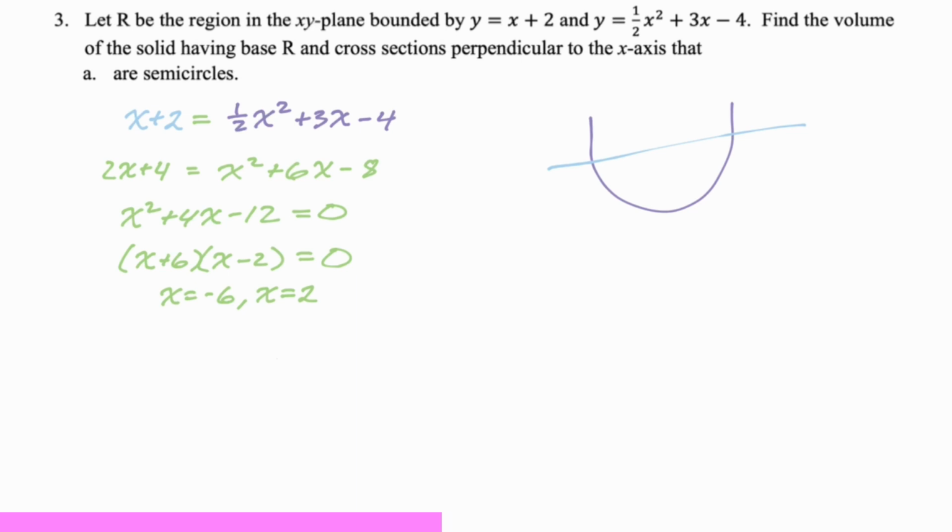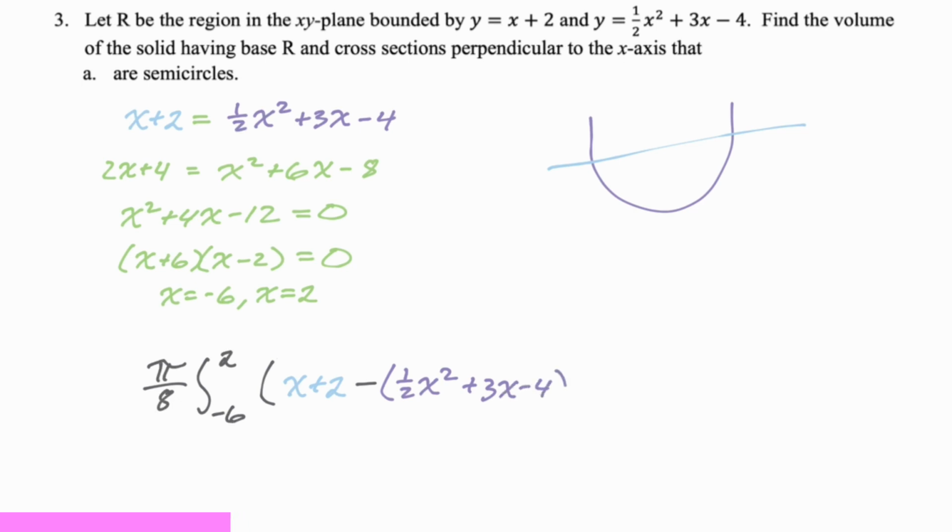If we're doing semicircles, it's pi over 8 times the integral of s squared, right? And s is just top take away bottom. So we are doing pi over 8 times the integral from negative 6 to 2 of top take away bottom. Since they don't have names and I don't feel like renaming them, I'm just going to write the quantity: the top is x plus 2, minus the quantity, the bottom, which is 1/2 x squared plus 3x minus 4.